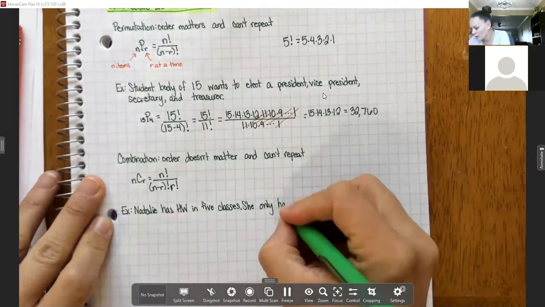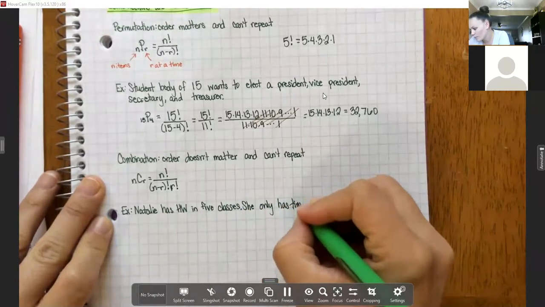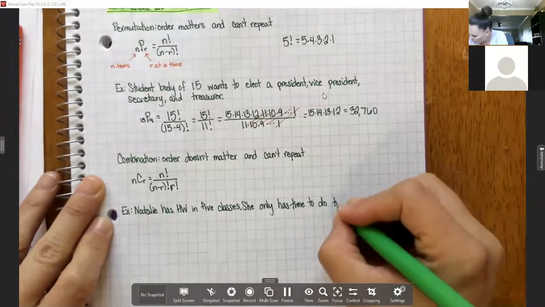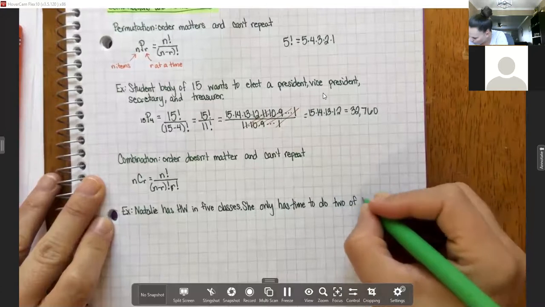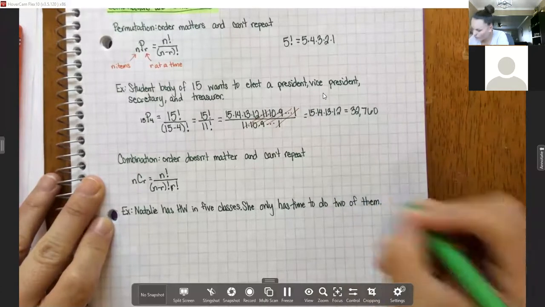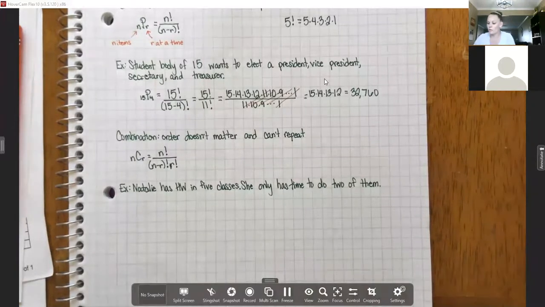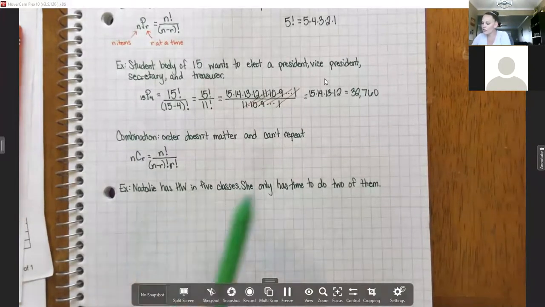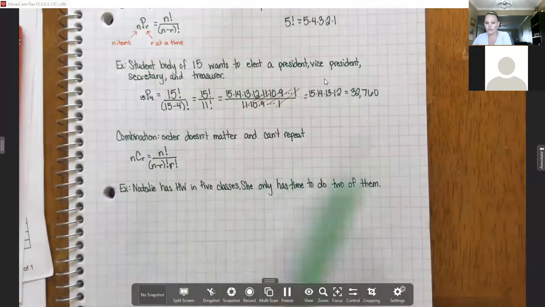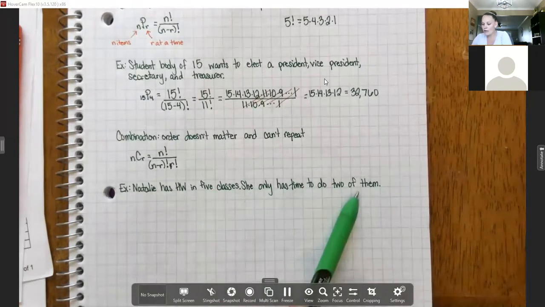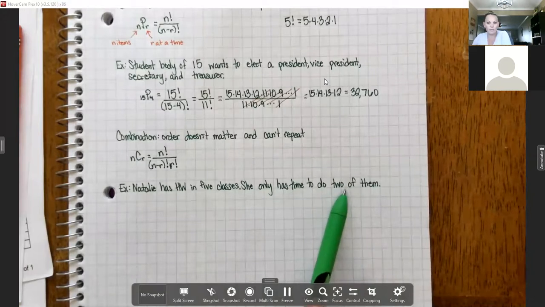She only has time to do 2 of them. So Natalie has homework in 5 classes and she only has time to do 2 of them. 2 assignments. I guess I should have written that, that's okay. So it doesn't matter what order she does these in. She's going to complete 2 assignments.